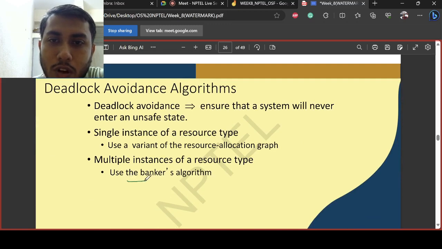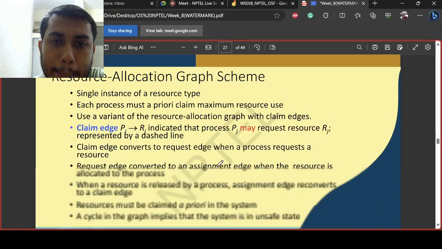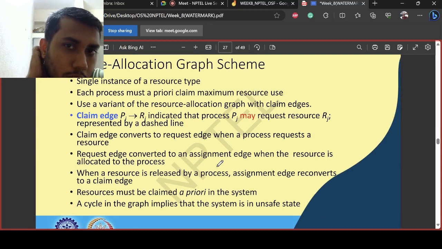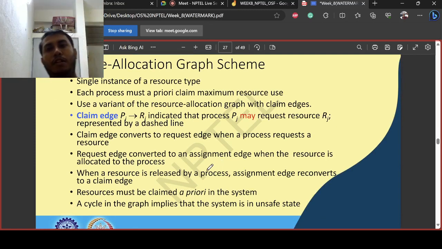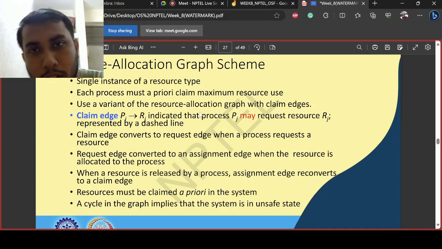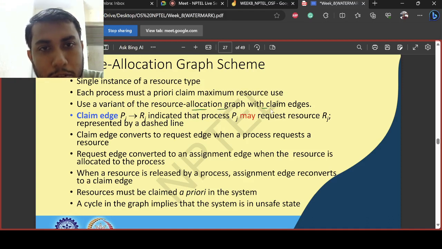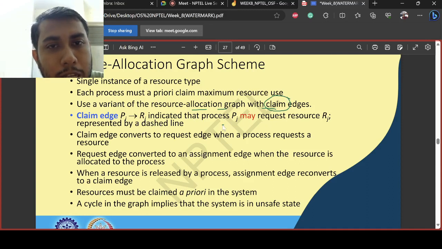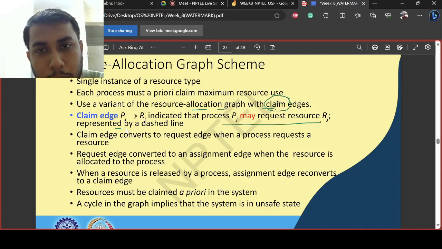Now, the deadlock avoidance algorithm, we'll come to it. We'll use what is called the Banker's algorithm. So now this resource allocation graph scheme gets some extra mileage. You have your original resource allocation graph. Now we will add something called a claim edge. A claim edge is an edge from PI to RJ indicating that the process PI may request the resource RJ, represented by a dashed line. This dashed line is important.